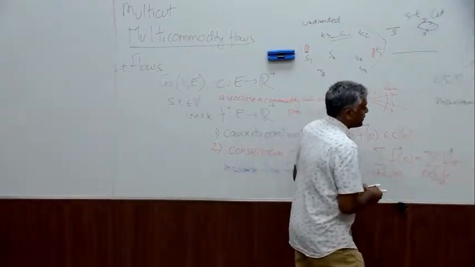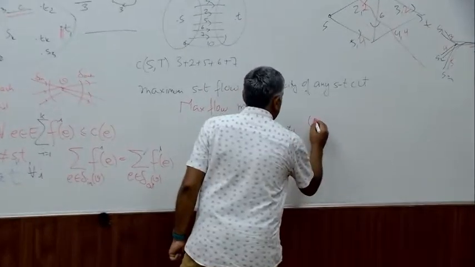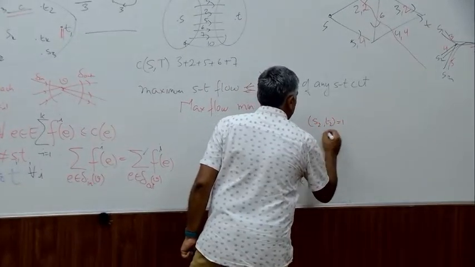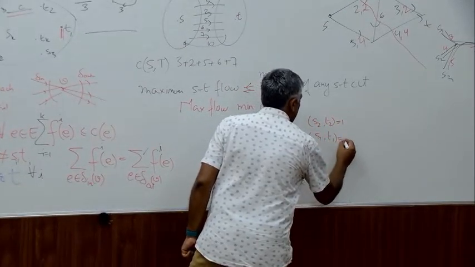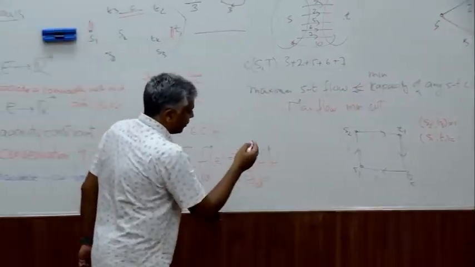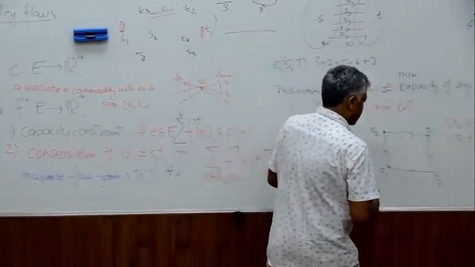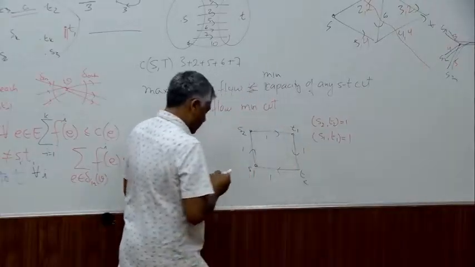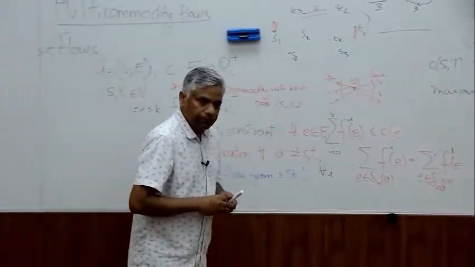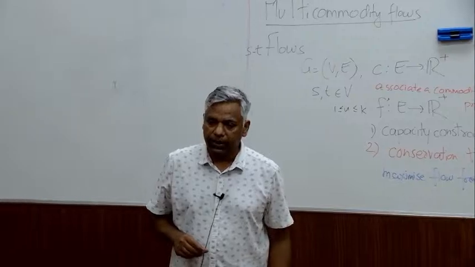So suppose here I say that between S2 T2, I want to send 1 unit of flow, and between S1 T1, I want to send another 1 unit of flow. Can you tell me how you would do this in this network? And that should also clear some of the questions that you are asking me. Do you think this can be done in this network?